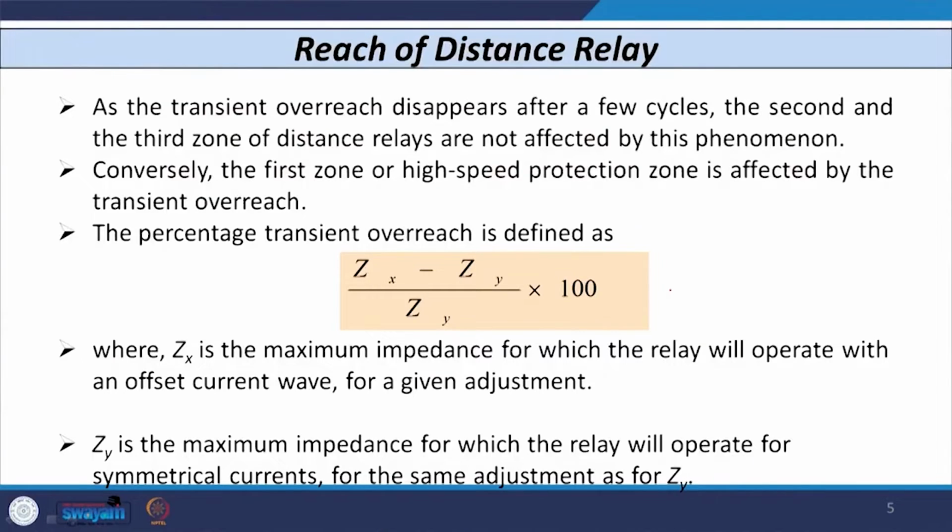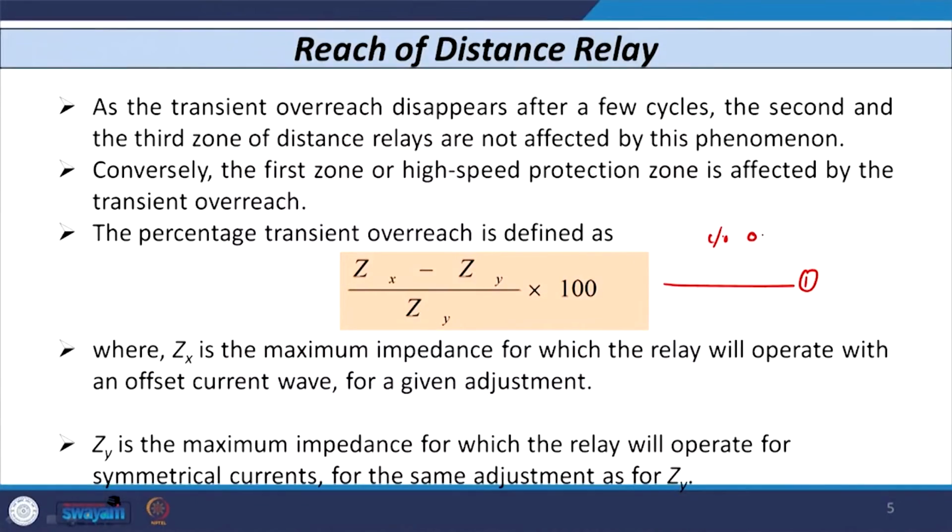So, how do we find this percentage transient overreach? That can be obtained using this equation, with which you can easily find the value of percentage overreach for any distance relay. In this case, Zx is the maximum impedance for which the relay operates with an offset current wave for a given adjustment, and Zy is the maximum impedance for which the relay operates for symmetrical current for the given adjustment. Using this you can easily find the percentage overreach in any distance relay.